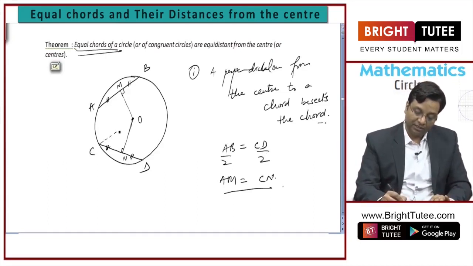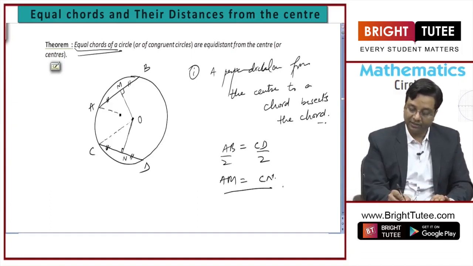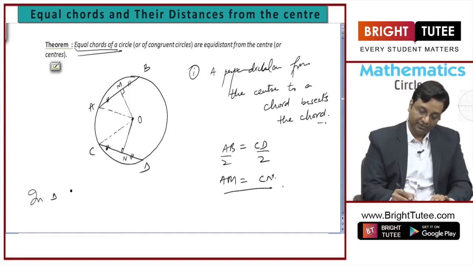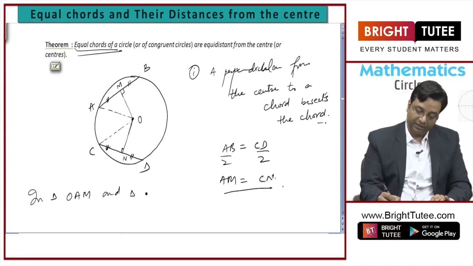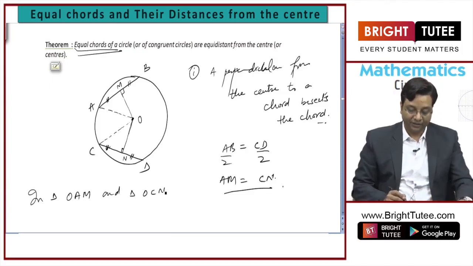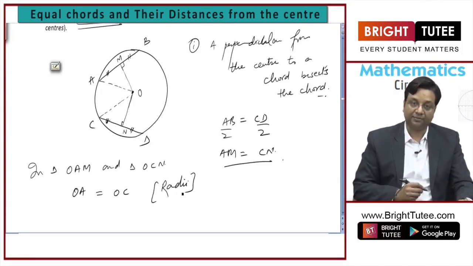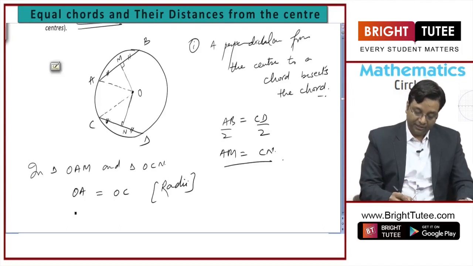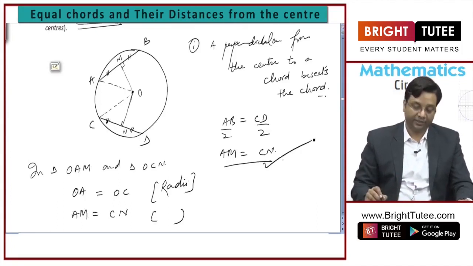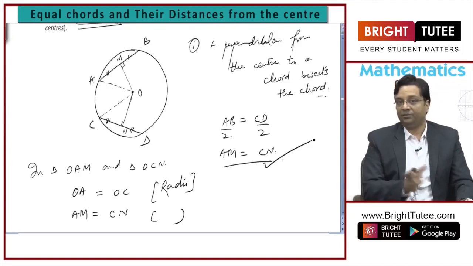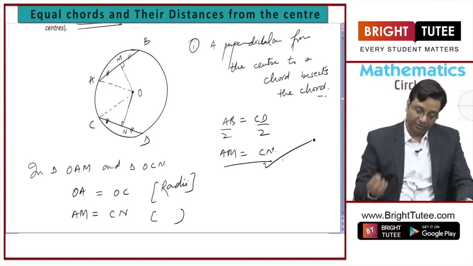Now consider these two triangles, this triangle and this triangle. In triangle OAM and triangle OCN, what can I say about OA and OC? These are equal because these are radii of the same circle, right? What can I say about AM and CN? These are equal. I have just shown you here half of the equal chords, right? I have shown you two sides equal.